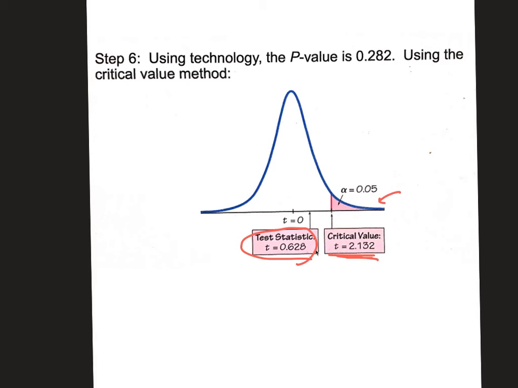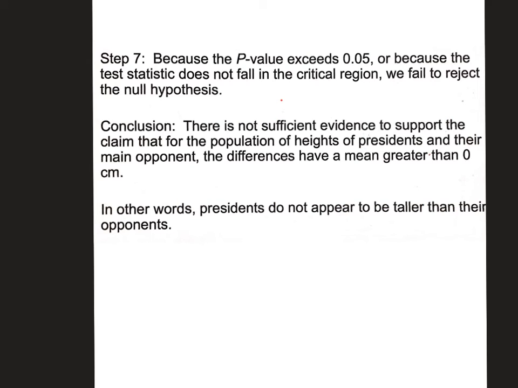So that means I'm going to fail to reject the null. Also, if I use technology, I would find out that the p-value is too high. It's 0.282, and because the p is high, I would still fail to reject the null. And here's our conclusion. Because p exceeds 0.05 or because the test stat doesn't fall in the region, we fail to reject the null. So that means there is not sufficient evidence to support the claim for the population of heights of presidents and their main opponent. The differences have a mean greater than 0, which means there's not a big difference in their heights right here. In other words, presidents appear to be taller than their opponents, especially on average.